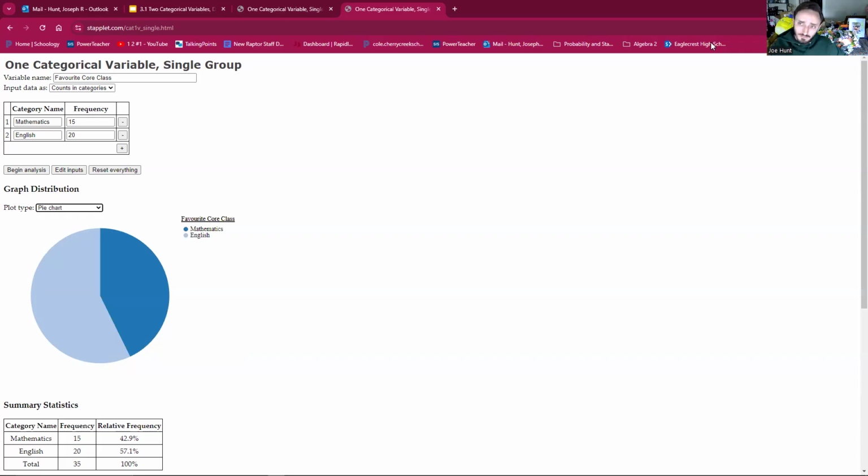So I'm going to take a moment. I'm going to show you the data that I collected on my students when I asked them the same questions at the same time. And we're going to take a look at whether or not there's a relationship between someone's choice of core class and their choice of an electives class.